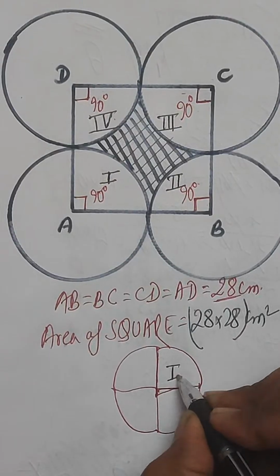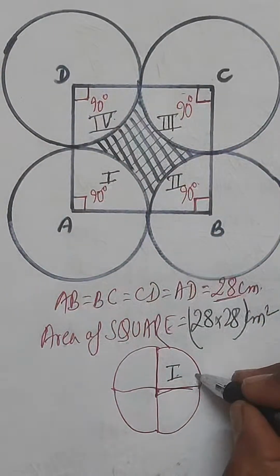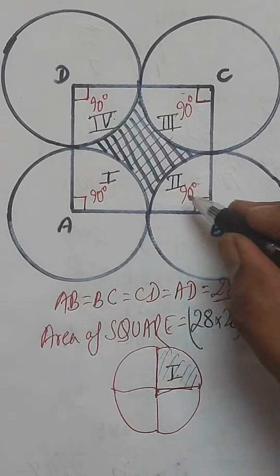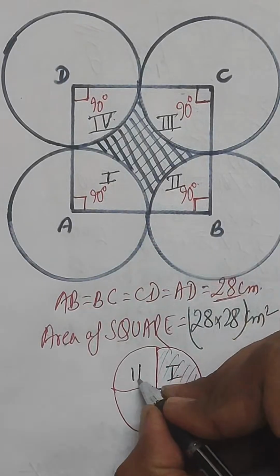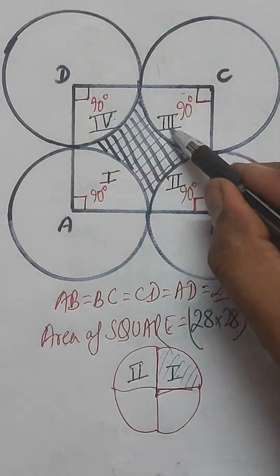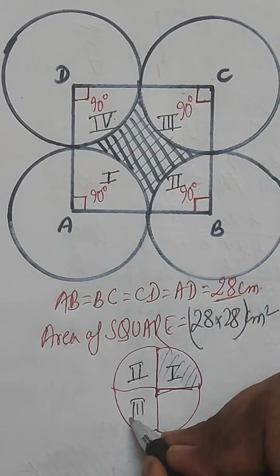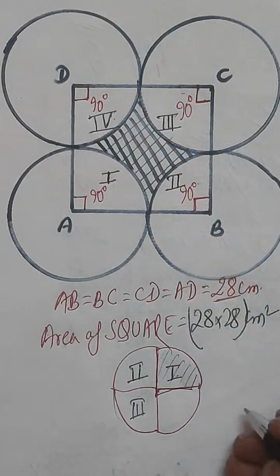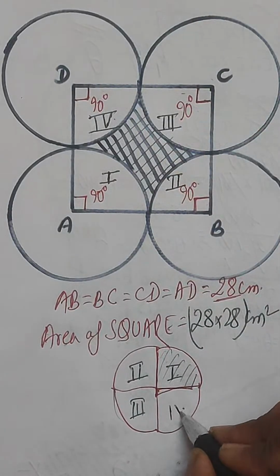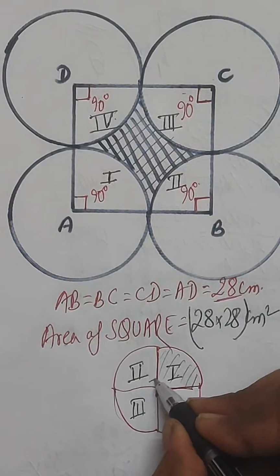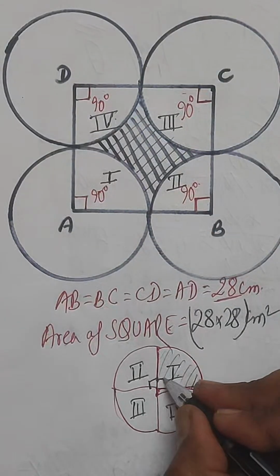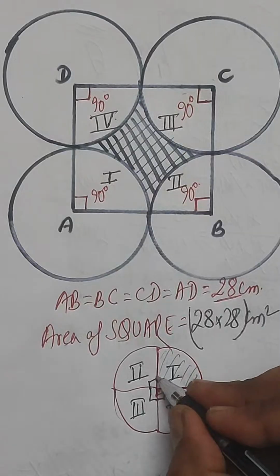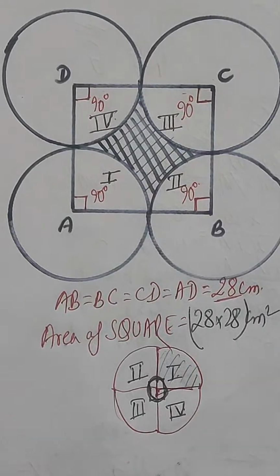If this is sector 1, and after this is sector 2, and this is sector 3, you can see the curve is down, and here also the curve is down. And if this one is sector number 4, then you can see all this 90, 90, 90 and 90 will add to form 360 degrees, right?